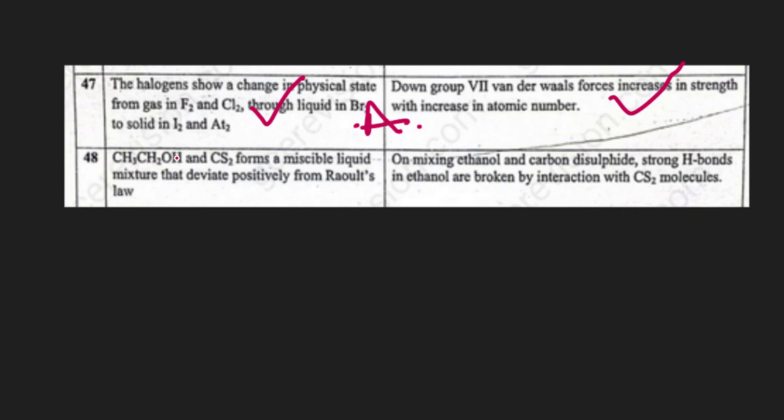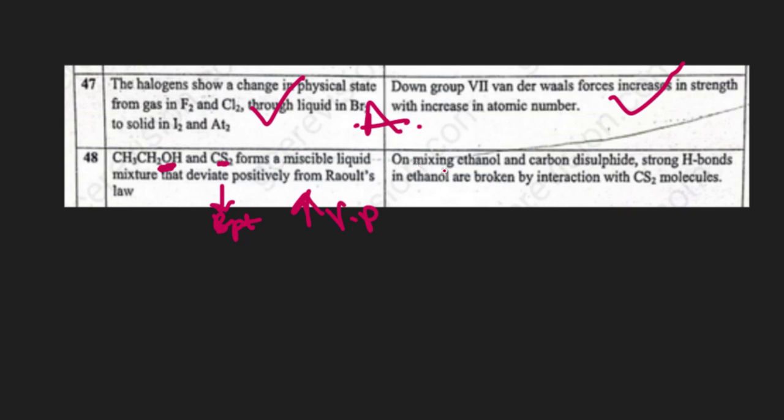48. Ethanol and carbon disulfide forms a miscible liquid mixture that deviates positively from Raoult's law. Is that true? Ethanol and carbon disulfide. Ethanol has hydrogen bonding. Carbon disulfide has weaker van der Waals forces. So upon mixing, the hydrogen bonds in ethanol are going to be broken, thereby resulting to a mixture now with a lower boiling point and a higher vapor pressure.